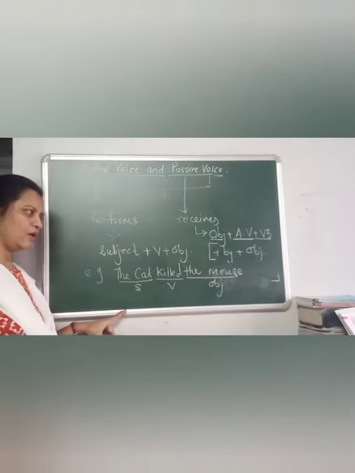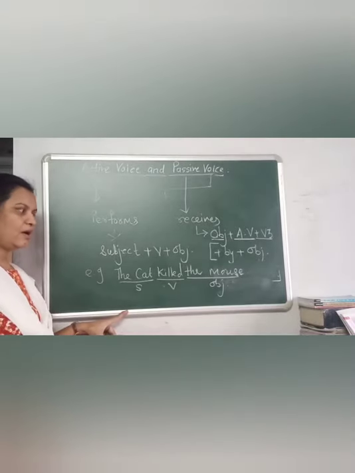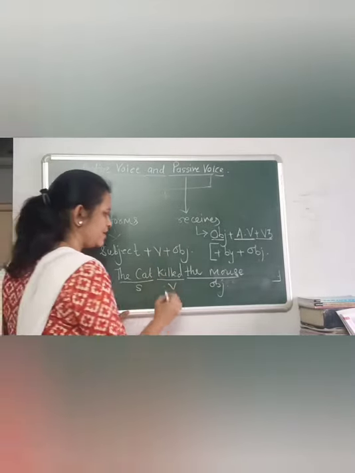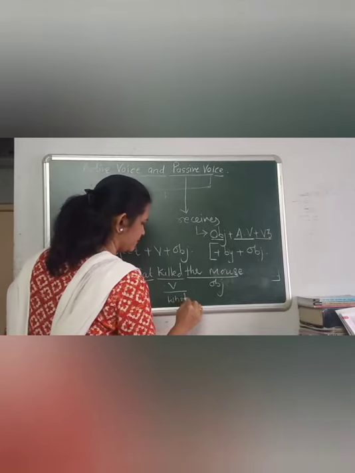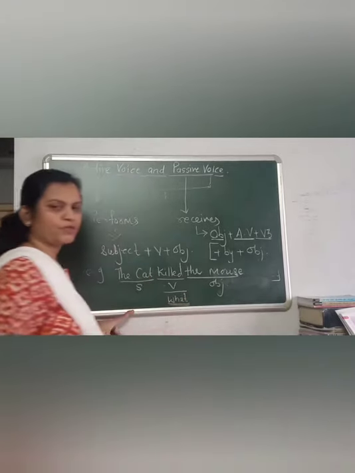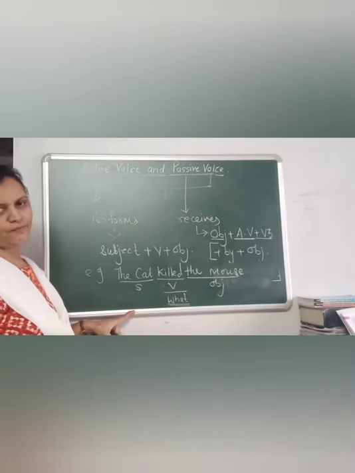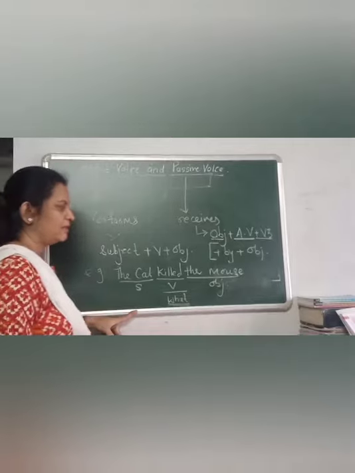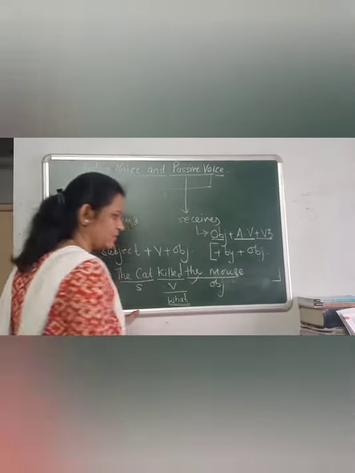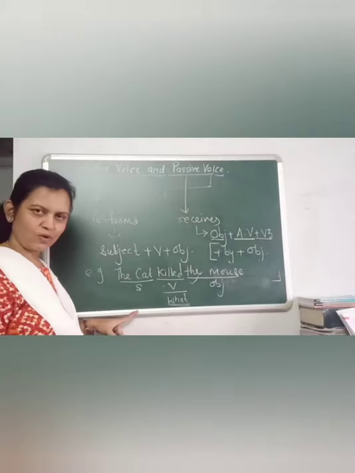The mouse is the object. Now, how do we get the object? Very easy. Ask a question by using the WH word, what. If you ask a question by what, you can get the object. Means, what did the cat kill? The answer is mouse. And so, here mouse is the object.